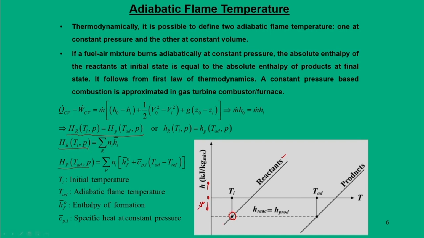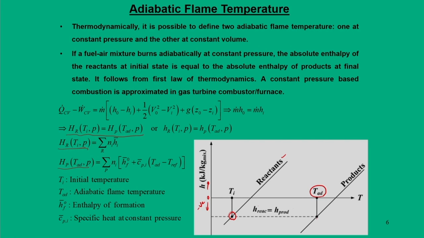Now, when the reaction proceeds, at one point of time the products are completely formed, and when these products are completely formed and the process is completely adiabatic, the temperature that it reaches is the adiabatic flame temperature. That means at that point we expect that the enthalpy of reactants and products should be equal. So, you can draw a horizontal line starting from this initial point, and wherever it reaches the product curve we can estimate this adiabatic flame temperature.